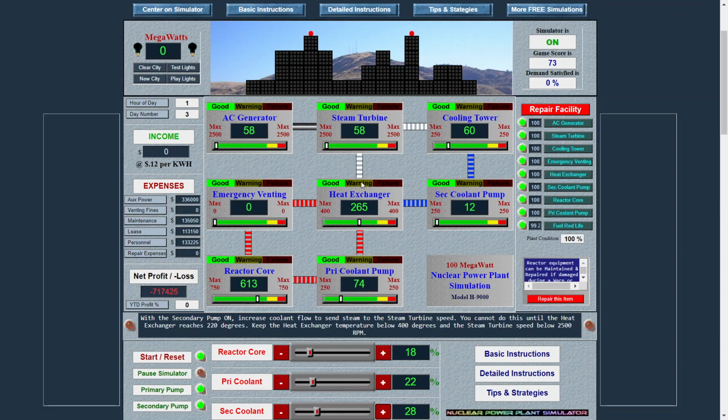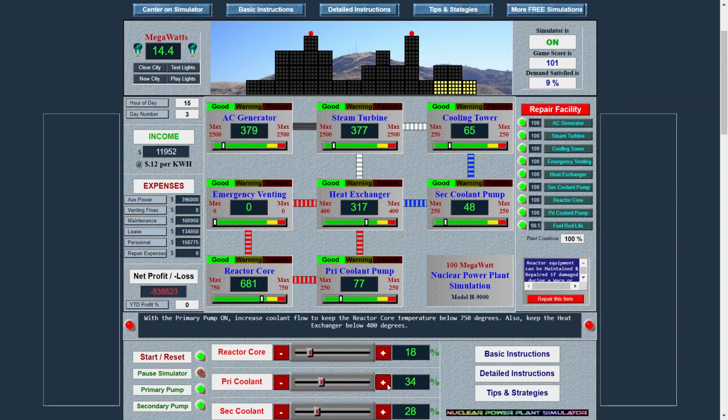And we see how this takes heat from the heat exchanger to the steam turbine, and we are already generating alternating current power. We see that the temperature in the reactor is increasing a lot, so let's increase primary coolant. And now we see how the reactor temperature decreases.